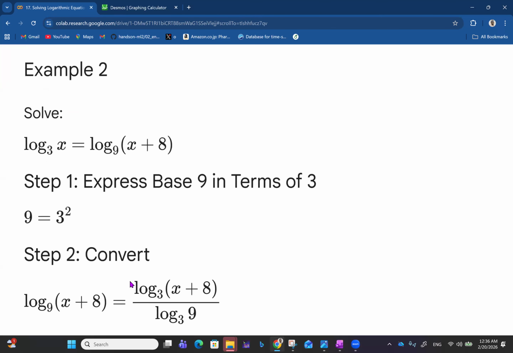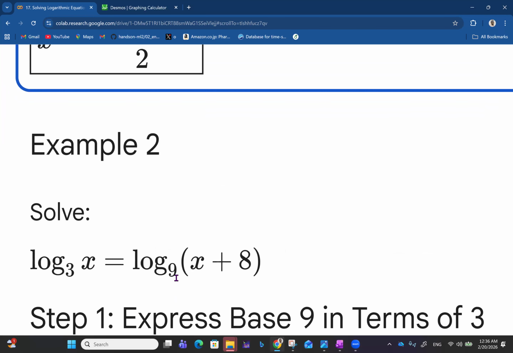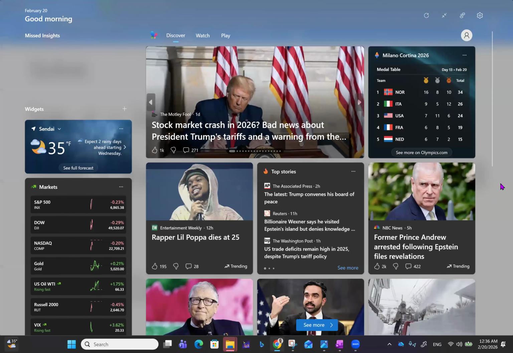So for example 2, we need to solve log x to base 3 equals log of x plus 8 to base 9. Same story. This is base 3, this is base 9. They are not the same, so you have to convert 9 to base 3. You know 9 is 3 raised to power 2. That simply means you have half log of x plus 8 to base 3. So in that case, you can equate the base. So just like before, the same kind of approach.